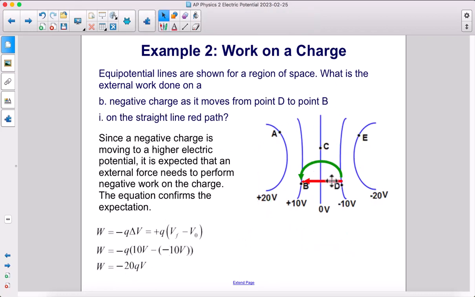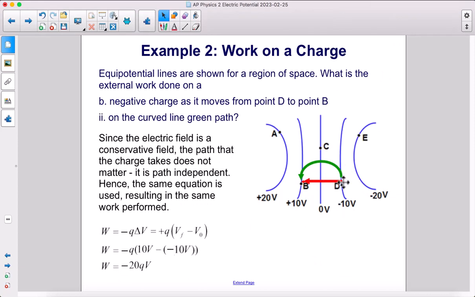For a negative charge, the negative charge wants to go this way. Remember, negative charges want to roll uphill. So if we plug in a negative Q in this equation, the voltage difference stays the same, but now we have a negative charge. So this will be negative work. Remember, if we're pushing this charge in a direction that it wants to go, we are lowering the potential energy of the system, and this will be negative work.